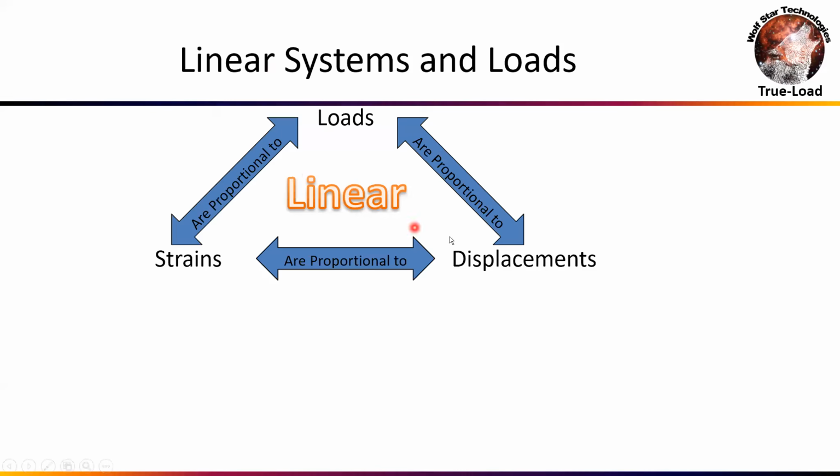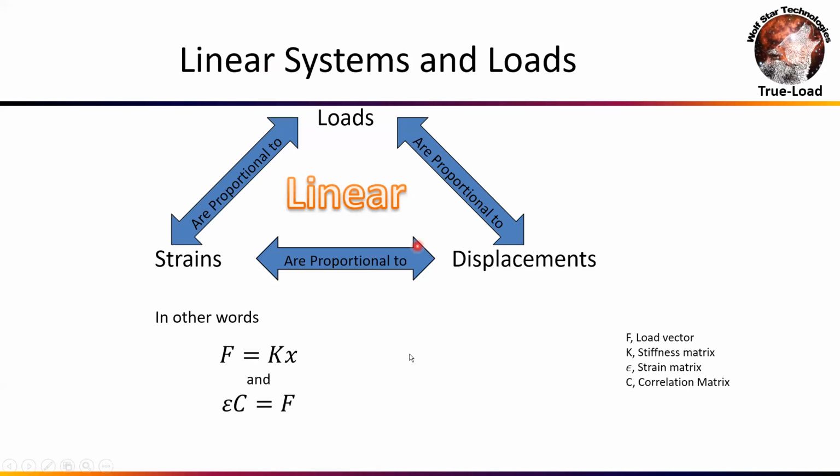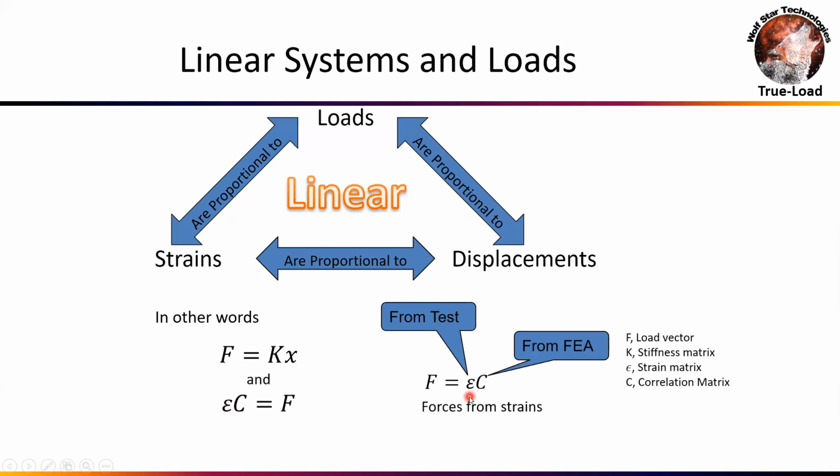So I can take this diagram here and turn it into a couple of equations. The right-hand side, well, that's F equals Kx. So if your structure is obeying Hooke's law in bulk, then the left-hand side of the triangle has got to apply. And this is what we use for TrueLoad. Strains times a correlation matrix is equal to load. We're going to calculate loads as being strains from test times a correlation matrix from FEA. So this is what we're doing with TrueLoad.